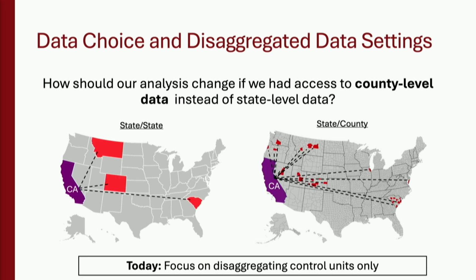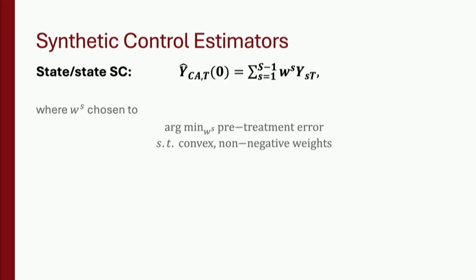For the purpose of today, I'm just going to focus on one aspect of this problem, which is disaggregating the control units. So here I'm just going to think about leaving my treated unit, California, at the state level, and thinking about trading off between using states as donors, as in the left graph, which I did in the original motivating example, versus the state-county one, which uses counties. The estimator will probably pick some counties in the states that were picked by the state estimator, but also some other random counties. So I'm going to start by introducing these two estimators a tiny bit more formally, so some math, yay.